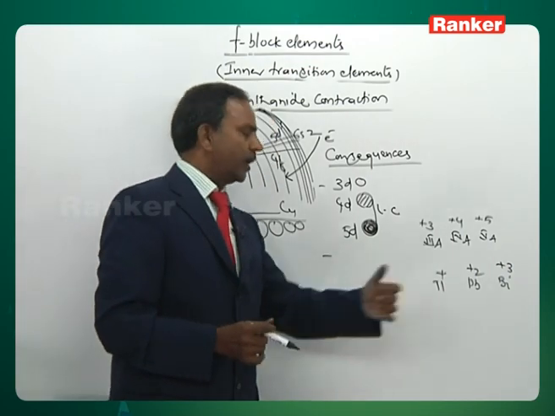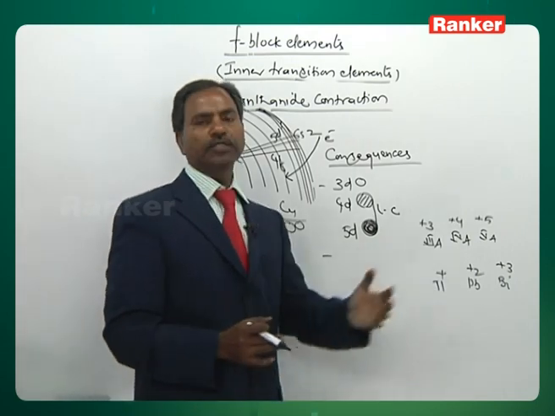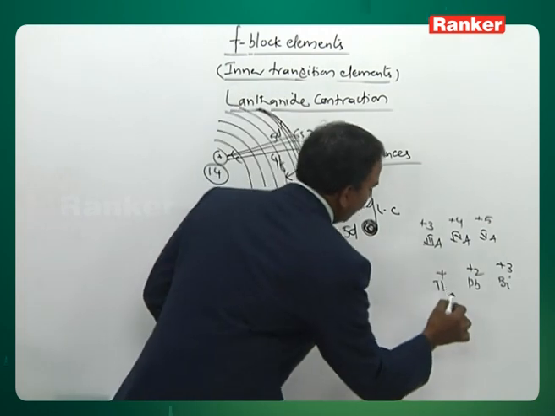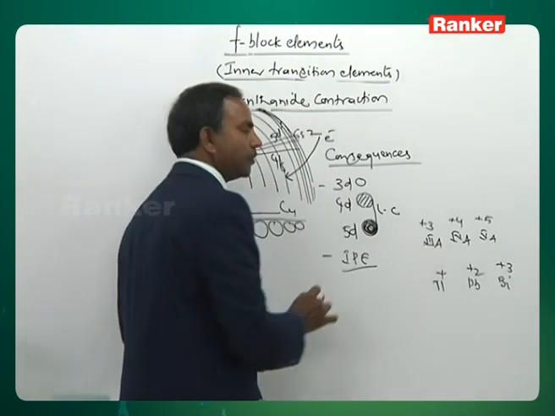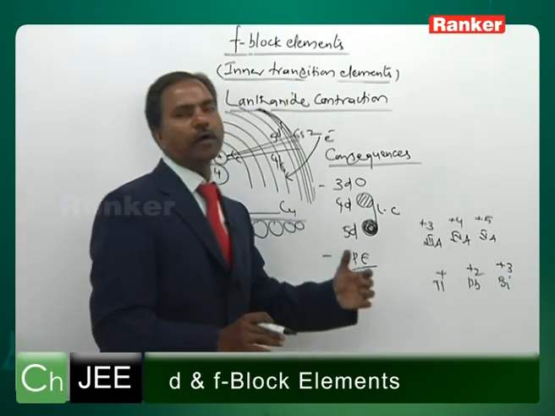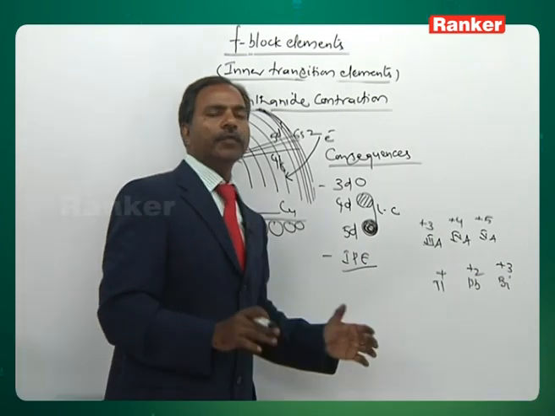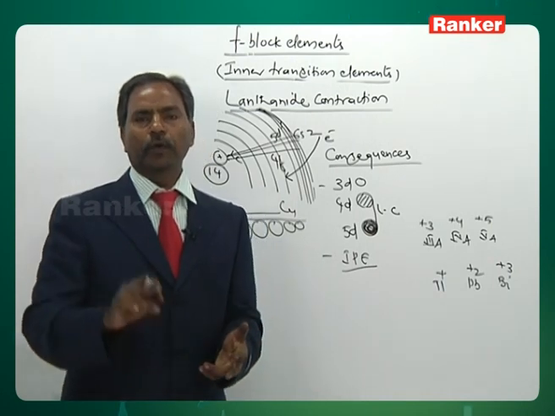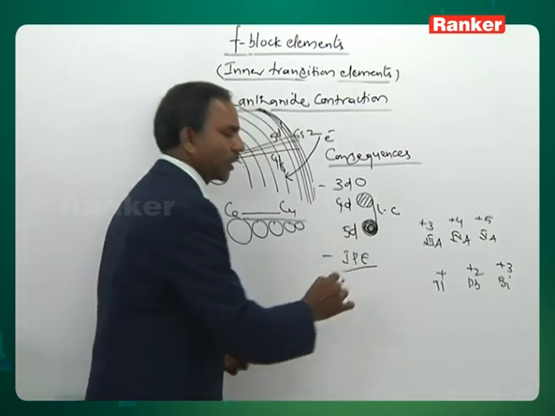Look here, thallium, lead and bismuth, their stable oxidation states are +1, +2 and +3. What is the reason? The inert pair effect. These three elements are exhibiting lower oxidation numbers than their group number. This is what we call the inert pair effect. The inert pair effect exhibited by thallium, lead and bismuth is due to the lanthanide contraction effect.